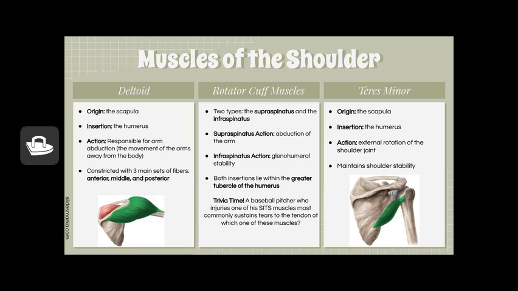The question of this slide is: a baseball pitcher who injures one of his rotator cuff muscles most commonly sustains tears to a tendon of which of these muscles? I'll go ahead and give you 5 seconds to answer this one. All right, awesome. If you answered supraspinatus muscle, then you are correct.